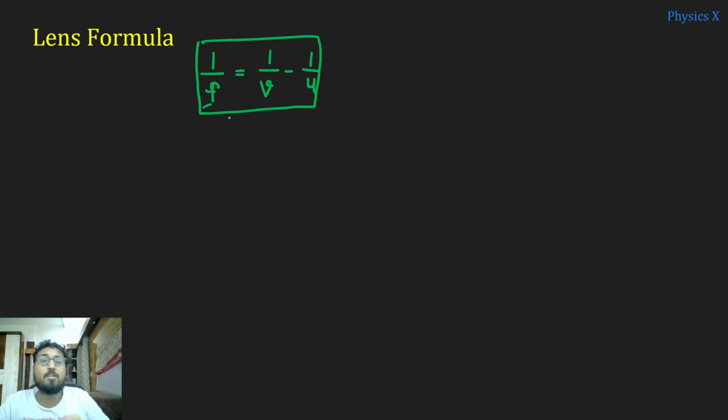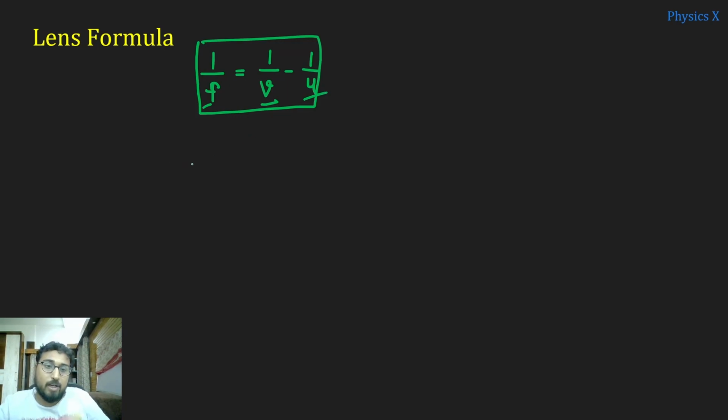So we will consider the lens formula. The lens formula is nothing but there is a sign difference: mirror formula is 1 by f equal to 1 by v plus 1 by u, and instead of that plus sign you just write minus. So this is your lens formula, where the symbols have the same meaning, right? This is your focal length, this is your image distance, this is your object distance.